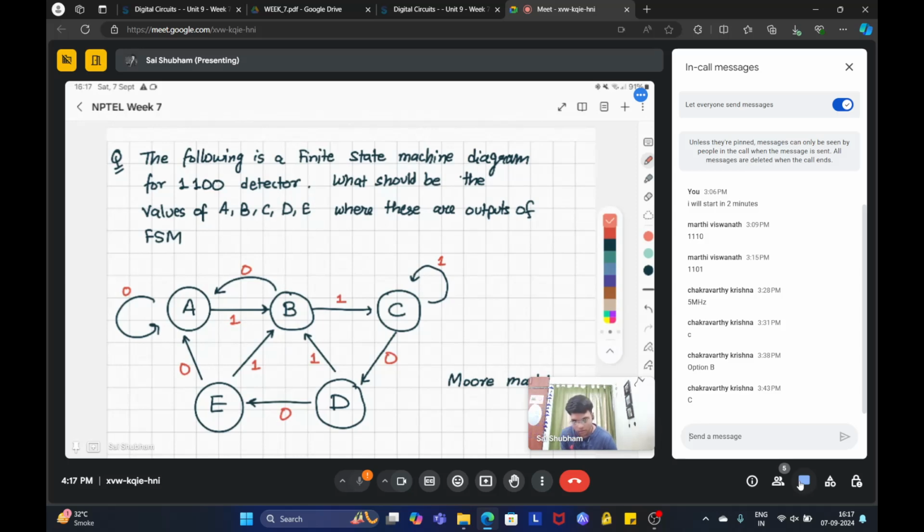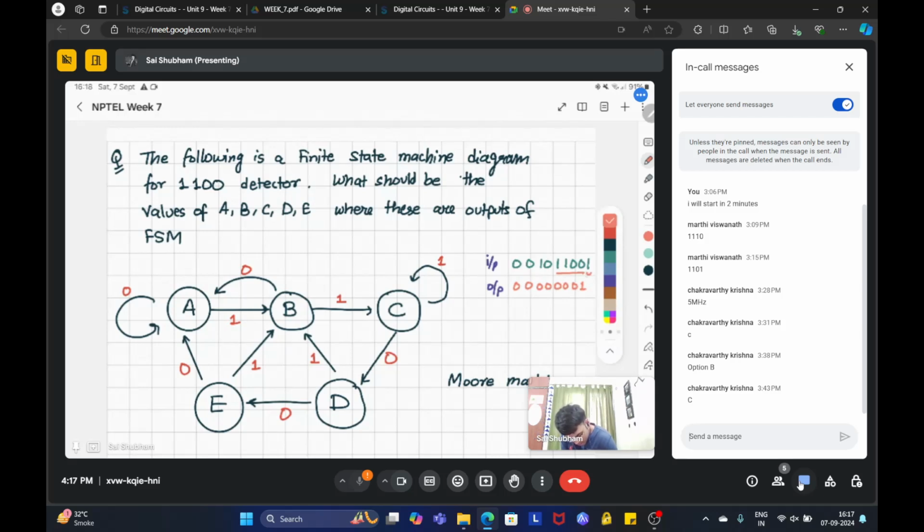So you might have made FSMs for different kinds of operations. In this case, we are making an FSM for a 1100 detector. Let me explain. There is some input and output. Suppose the input is like 001, 01, 1001. In that case, the output will always be 0, and as soon as it detects the 1100 pattern, it should give the output as 1.